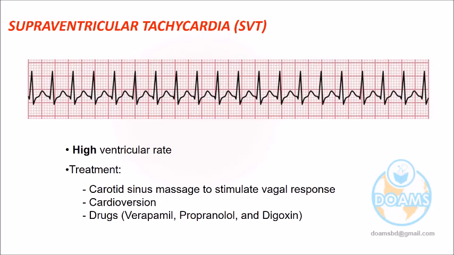But why is it called supraventricular? QRS is normal. But what abnormality is there? P is not visible. Okay. P is hidden. That means the problem is above the ventricle.